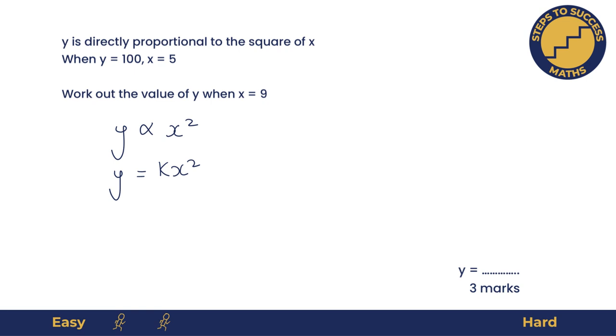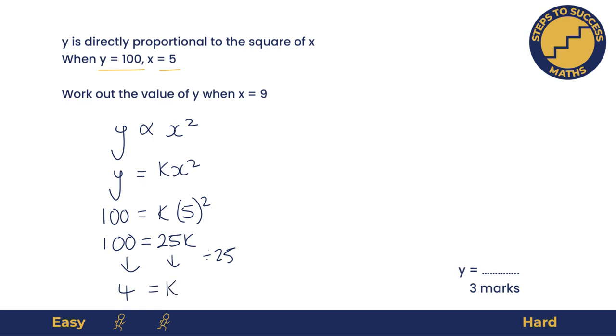Let's put in the information we know so that we can find K. Y is 100. 100 equals K times, use a bracket, 5 squared. Work out the 5 squared. 100 equals 25K. Divide by 25 on both sides so that we get K is equal to 4. Now rewrite the rule, the formula you've created. Y is equal to, we know K is 4, 4X squared.